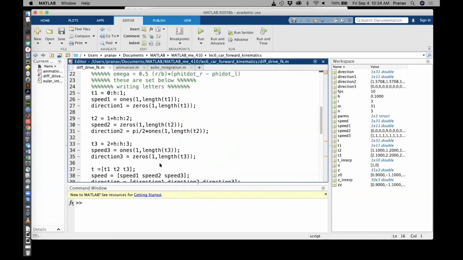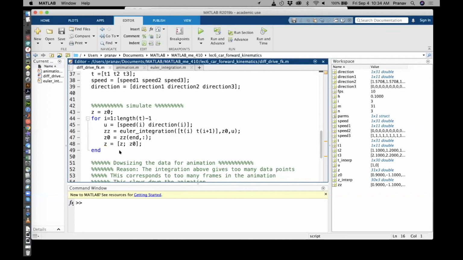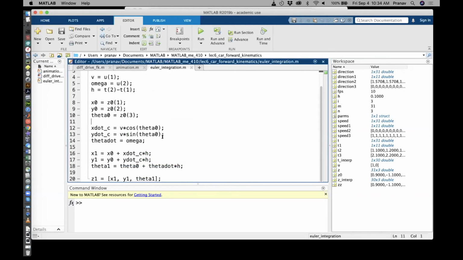Okay, so that's how I command the car, but this is the code which simulates, which does that integration which I talked about, those three equations. I call that Euler integration because that's called the Euler method. The Euler integration basically takes in the formulas for x dot, y dot, and theta dot, and then uses Euler's formula, which I just wrote down. It's x1 equals x0 plus x dot, which is the speed, times h. Okay, and then it just does it for whatever time span I want.